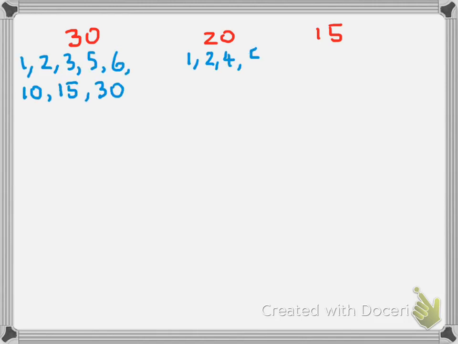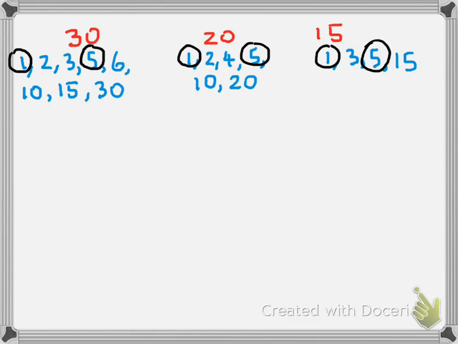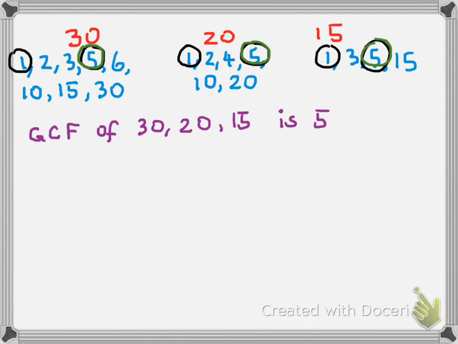Let's try three numbers: 30, 20, and 15. We will do the exact same thing that we just did. What are the factors of each of these numbers? Let's list them. If we list the factors of 30, 20, and 15, they are shown here. The common factors are circled in black, and since the common factors are only 1 and 5, the greatest one would be 5. Therefore, the greatest common factor of 30, 20, and 15 is 5.